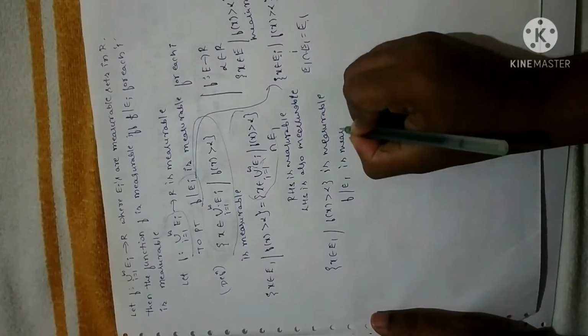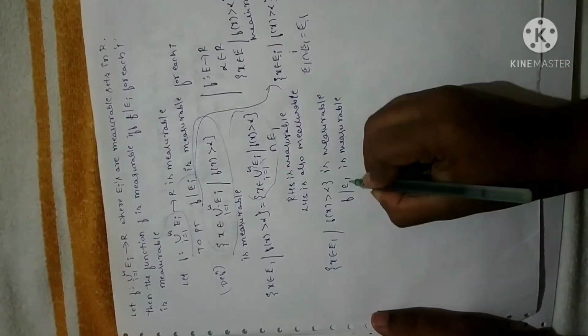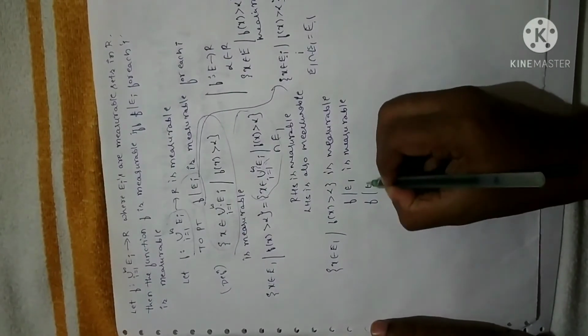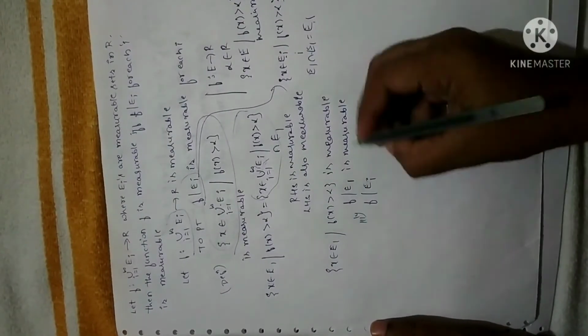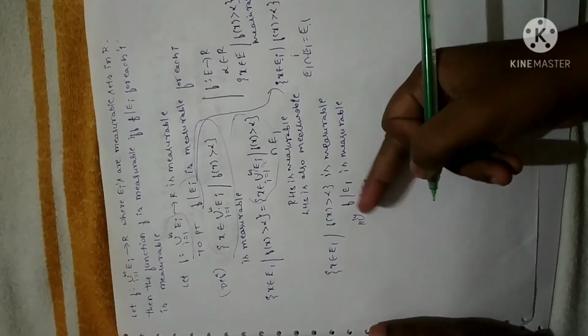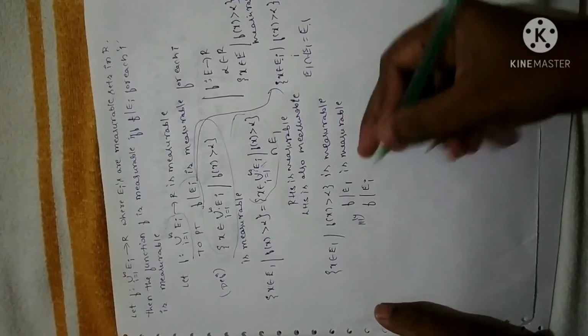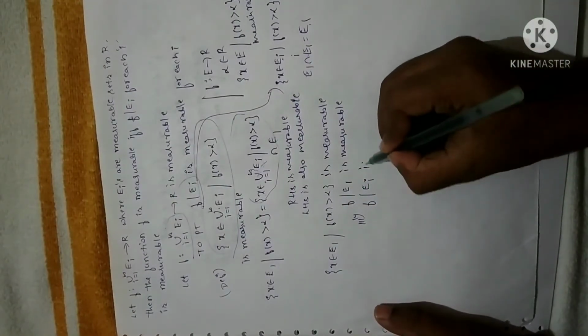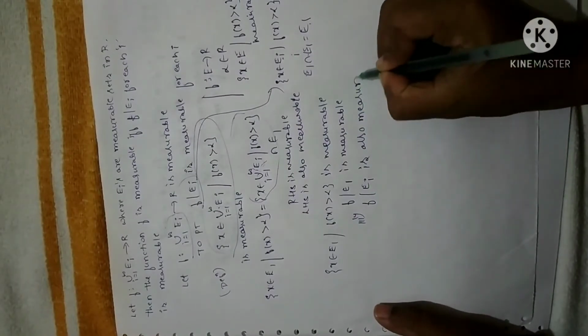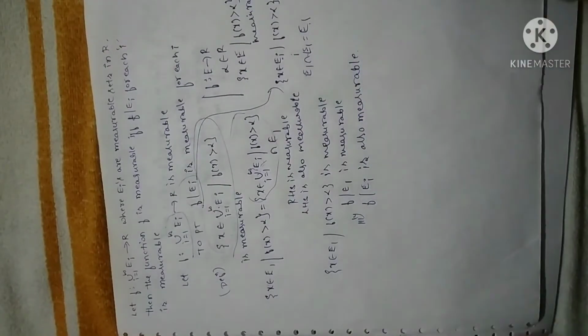In the previous theorem I have told you clearly, since it is true for the first element, it will be true for the generalized case. Similarly, I cannot prove it for all i number of sets E, so it is a generalized case. So let me generalize. If f restricted to E1 is measurable, I can say f restricted to Ei is also measurable. So this is what we have to prove.